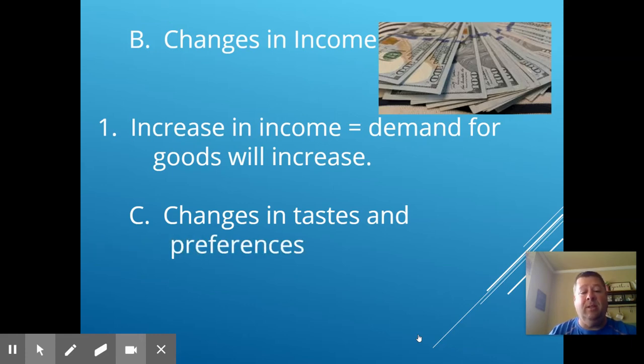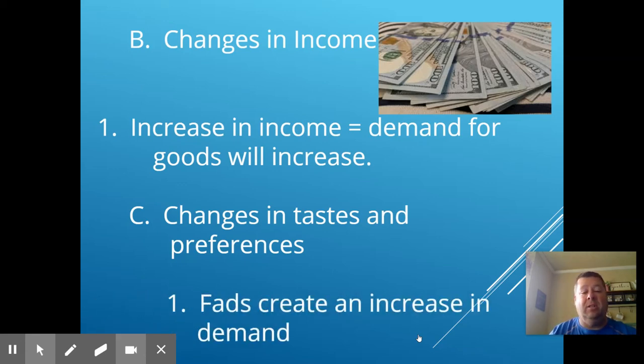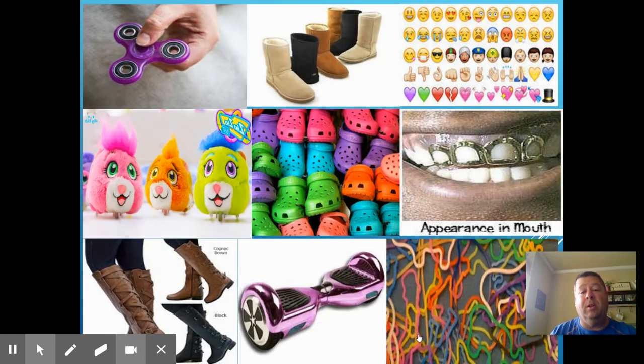Changes in taste and preferences. Fads and fashions, always kind of fun to talk about here. Anytime you see changes in preferences within society and changes in things such as fads and fashions, again, it's going to create demand. Different seasons sometimes change demand for products too.